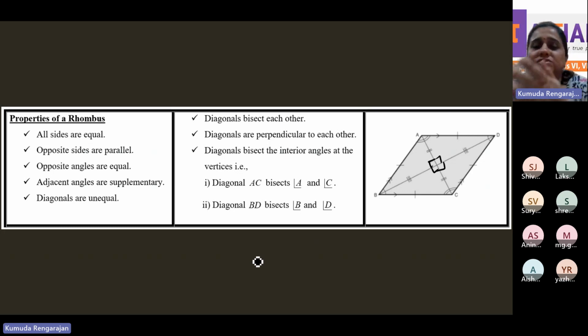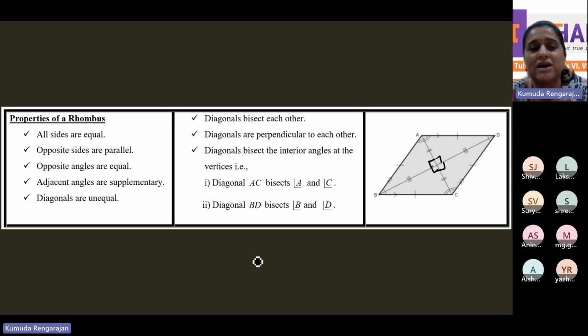So the differences we saw so far: in a parallelogram, opposite sides are equal. In a rhombus, all sides are equal. In a parallelogram, diagonals are unequal. That is a similarity. In a rhombus also, diagonals are unequal. In a parallelogram, diagonals bisect each other. Here also diagonals bisect each other. The difference is, in a parallelogram, they only bisect each other, but not at right angles.